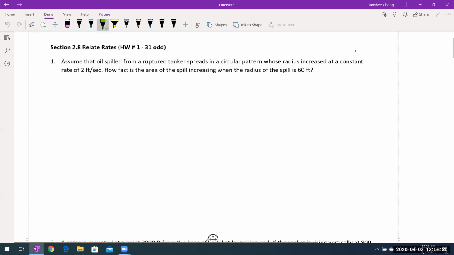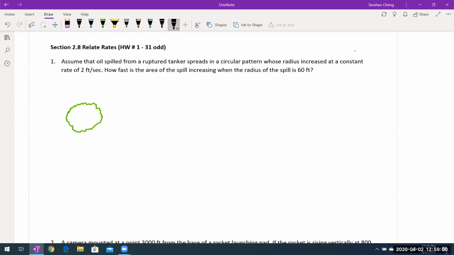So in the problem, it says to assume that the oil spill from the ruptured tank spreads in a circular pattern whose radius increases at a constant rate of 2 feet per second. How fast is the area of the spill increasing when the radius of the spill is 60 feet? So that is basically talking about, here's a well, spill, okay?